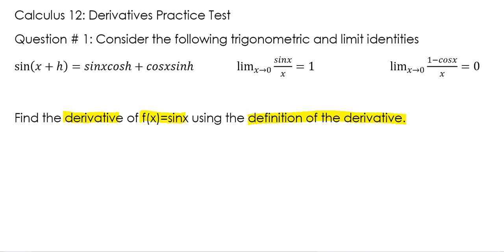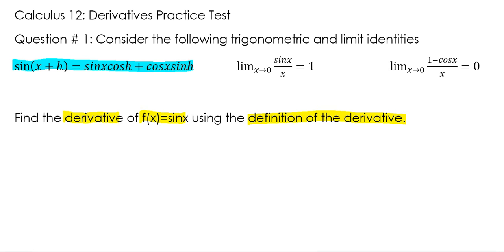Now, in order to do a question like this, I'm going to give you guys a few identities that you will have to use throughout the problem. So one identity that I give you is this double angle identity: sine of x plus h equals sine x cos h plus cos x sine h. Now, you don't need to have a great understanding of trig functions in order to do this problem, but you need to be able to use your algebra skills in order to solve this problem.